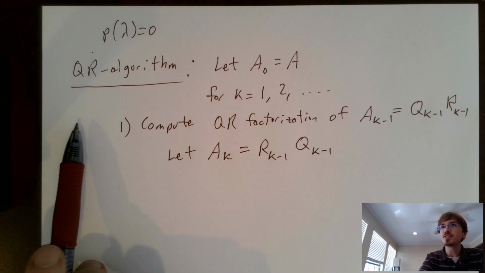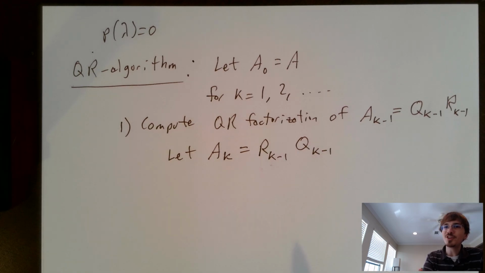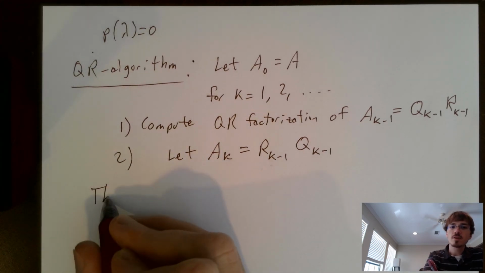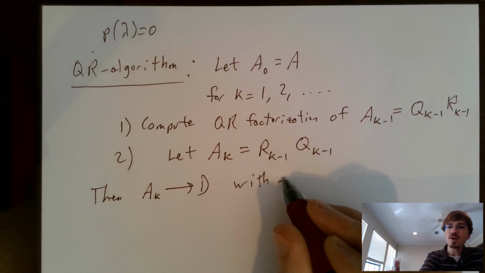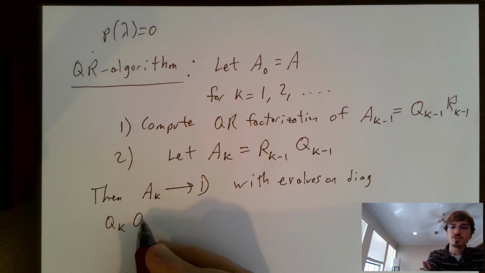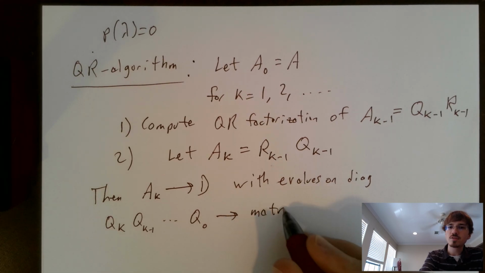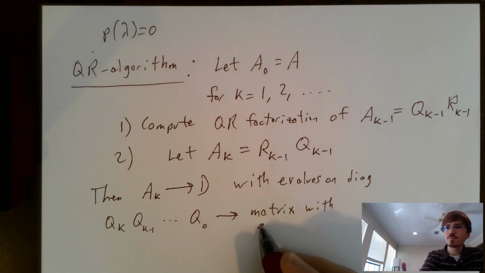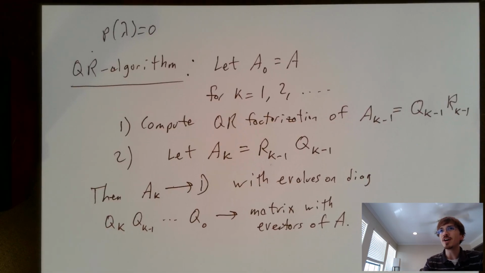In the context of eigenvalues and eigenvectors, we naturally have square matrices, so we don't have any issue with swapping the order here. To get the next matrix, compute the QR factorization of this product, swap the order, and keep going. It turns out that the A sub k's converge to a matrix D with eigenvalues on the diagonal. And the product Q sub k minus 1, all the way down to Q sub 0, converges to a matrix with the eigenvectors.